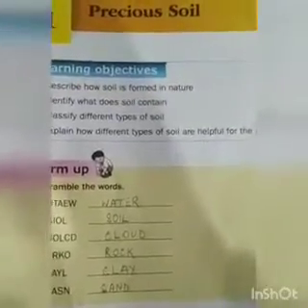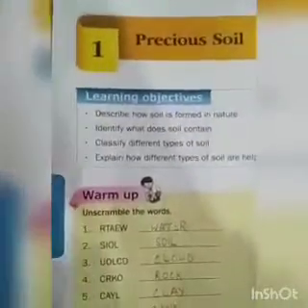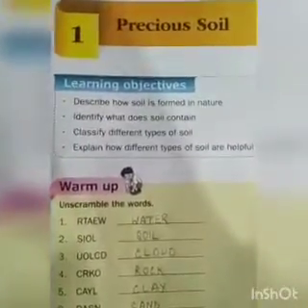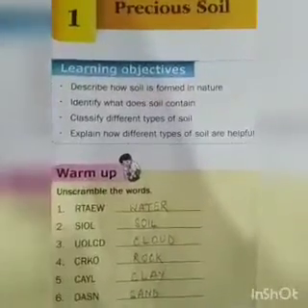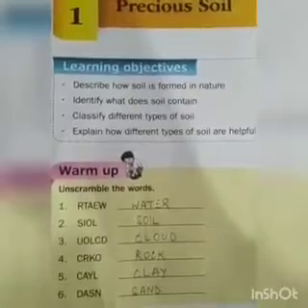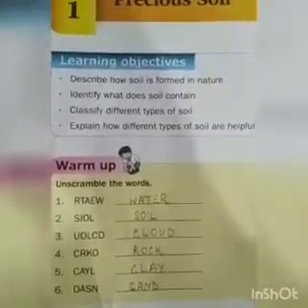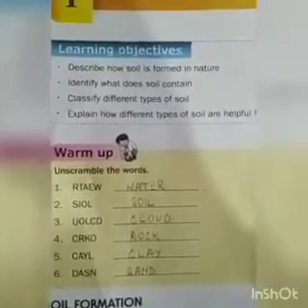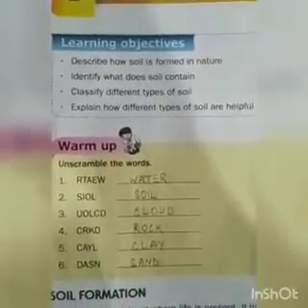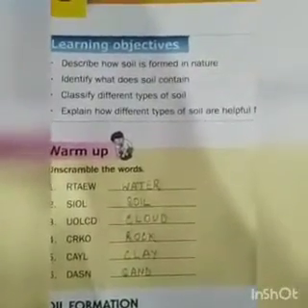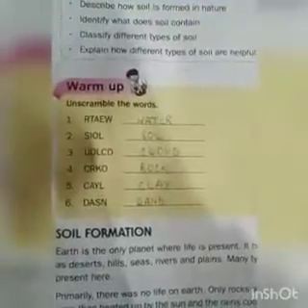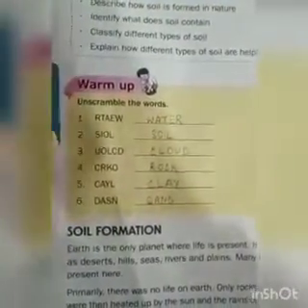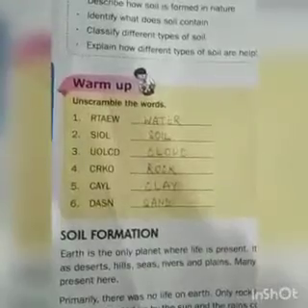So these are some objectives given here. After discussing this chapter, we will know about how soil is formed and what soil contains, and also we will learn the types of soil and how they are helpful for the crops. In your warm-up, you can see some words are given, so you have to unscramble the words.